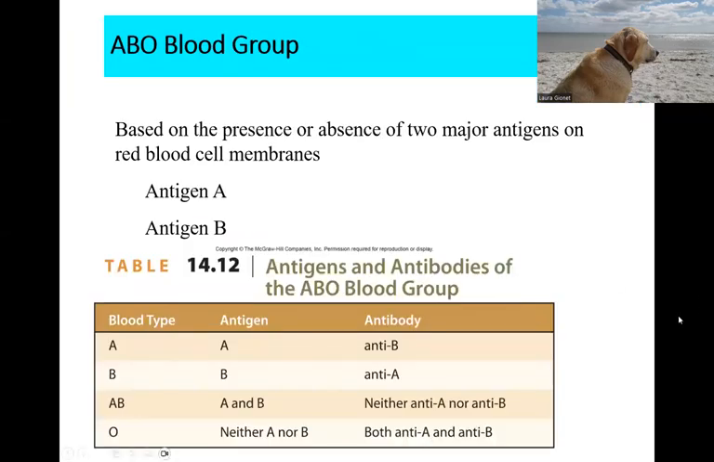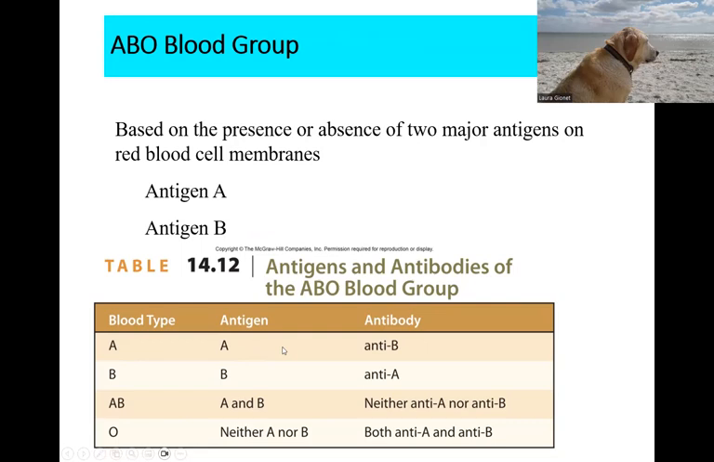Okay, so based on the presence or absence of two major antigens on the red blood cell membranes is how we determine what the blood type is. And we have A antigens and B antigens. So we're not talking about Rh right now. We're just going to look at A and B antigens. Right, so when you have A antigens on your red blood cell surface, we call that being blood type A.